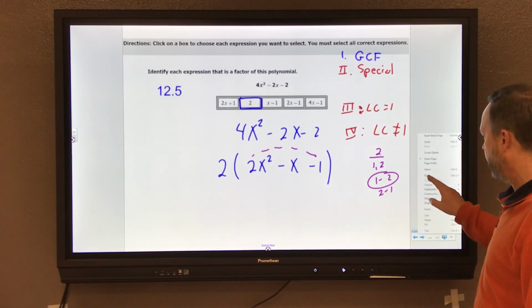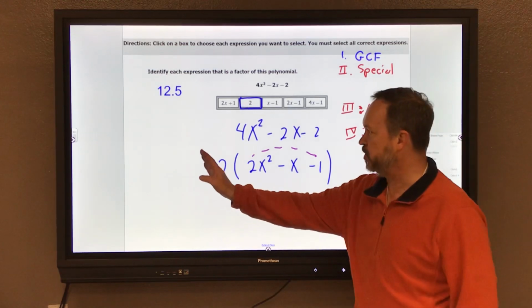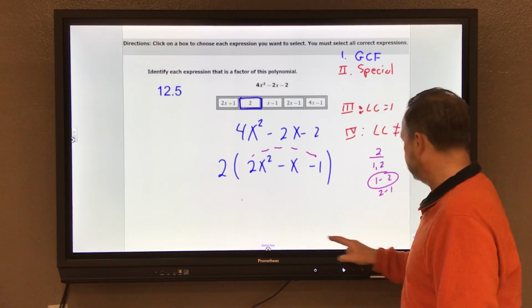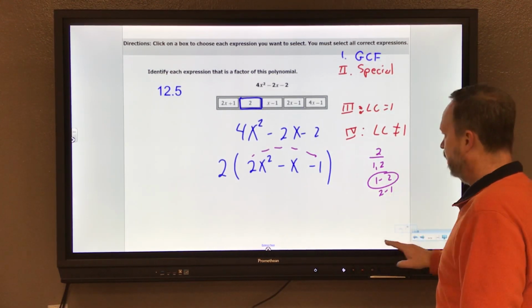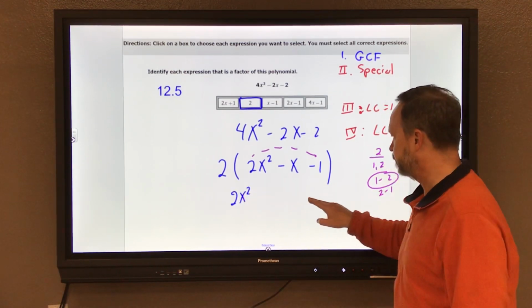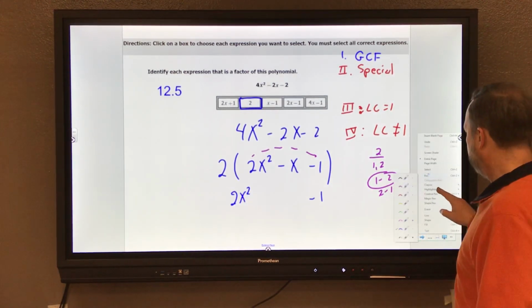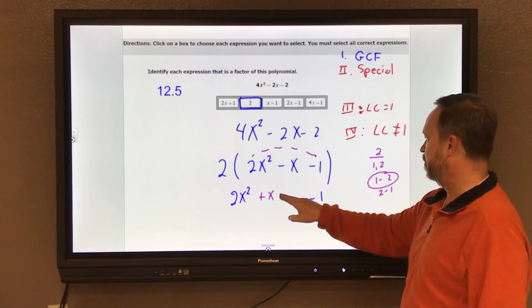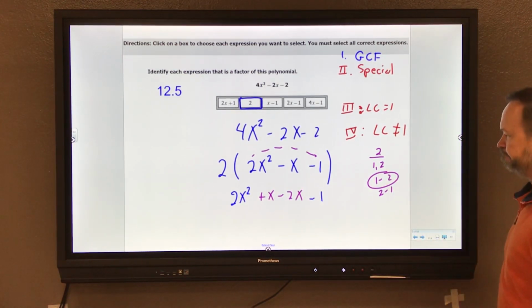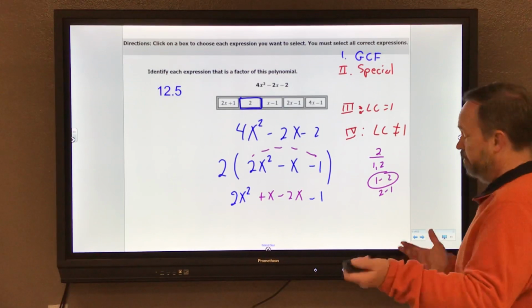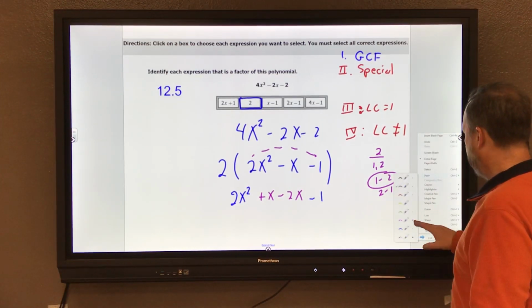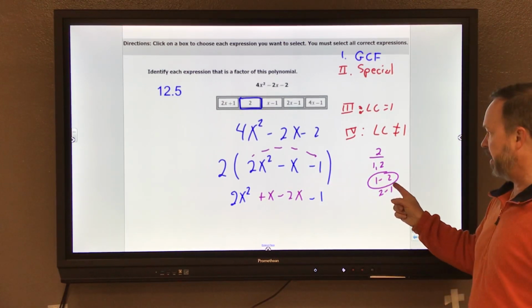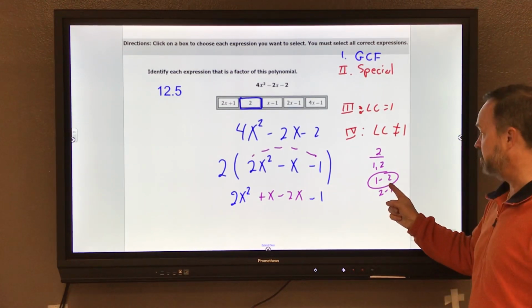So what we do, and I'm just going to leave the 2 there. I've already taken care of it. I'm only working with what's in the parentheses now. So I'm going to keep my first and last term. I'm going to keep my first and last term. And I'm going to turn that middle piece into 1 and 2. So it's going to be plus x minus 2x. I could have put the minus 2x first, but whichever, right? So I've done that because of the 1 minus 2, factors of 2's difference is 1, and I got to get it to be a negative x, so 1 minus 2 is -1.